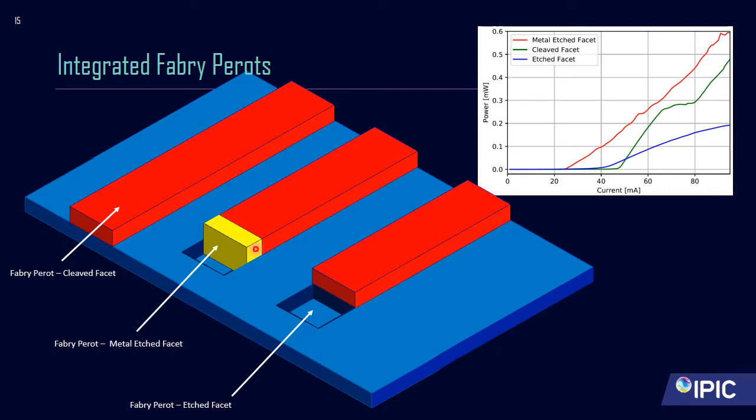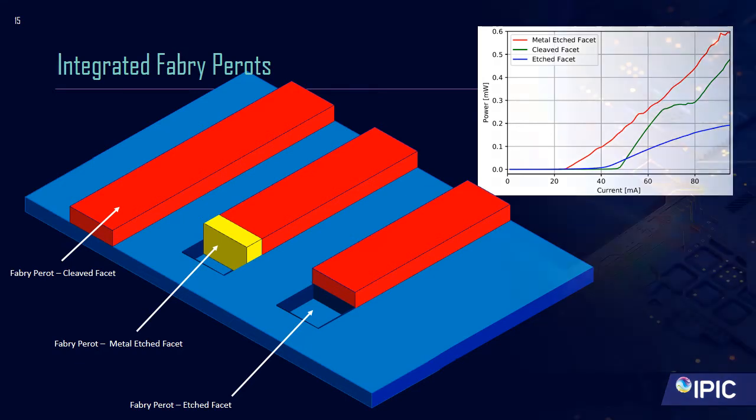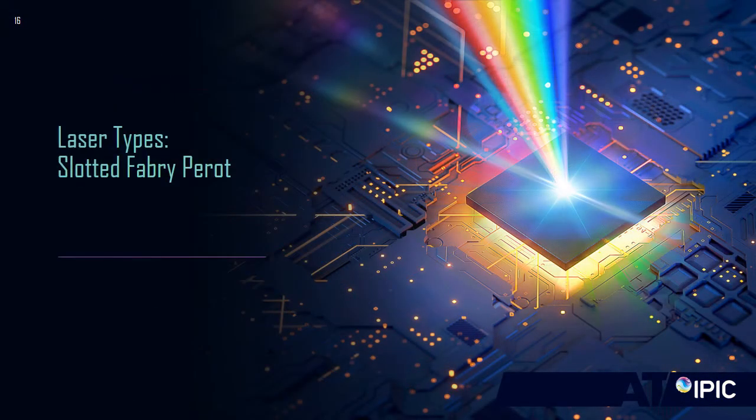A more effective method is using a metal etched facet. Now, the metal etched facet does reflect light better, and as you can see here, it has a lower threshold current and higher power. However, it prevents light from passing through, and sometimes when we're injecting light from one laser into another, we do need that, so that's why the etched facets are useful, even though power-wise they're weaker.